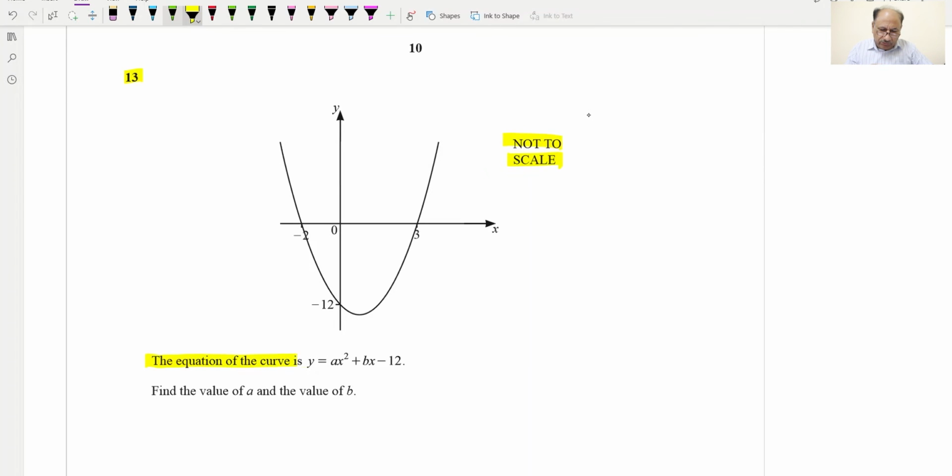Question number 13, a diagram is provided which is not to scale. The equation of the curve is this one. We know this is a quadratic curve. Find the value of a and b.